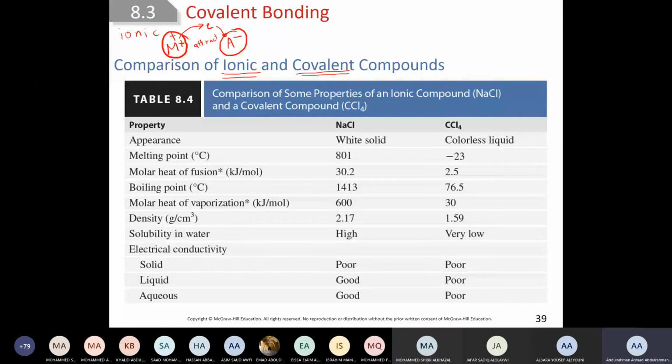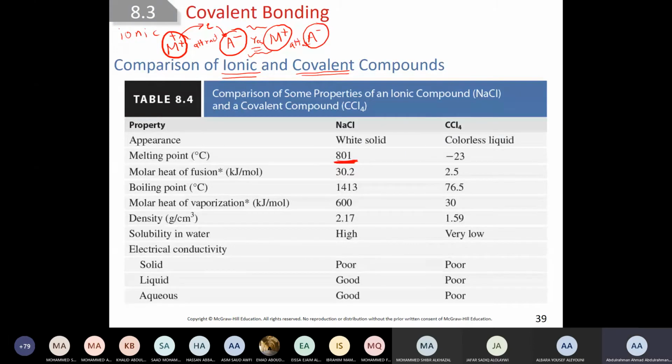If there is another metal here, another ion, and another A, what will happen to them? They will also attract, right? Yes. But at the same time, can these attract each other? Yes, they attract each other. And that's why the melting point is very high.